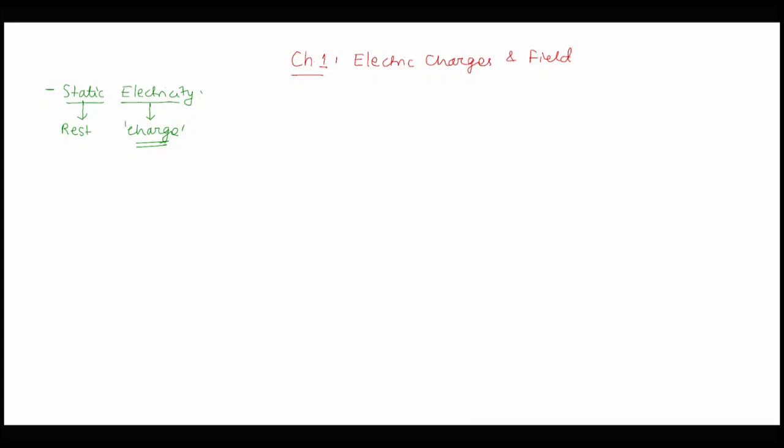So let us begin with the concept of charge. We are first of all beginning with understanding electric charge. So what is an electric charge? Charge is the property of matter, due to which it produces and experiences electrical and magnetic effects. So this is how we define charge. It is the sole cause or the reason behind producing electrical and magnetic effects.